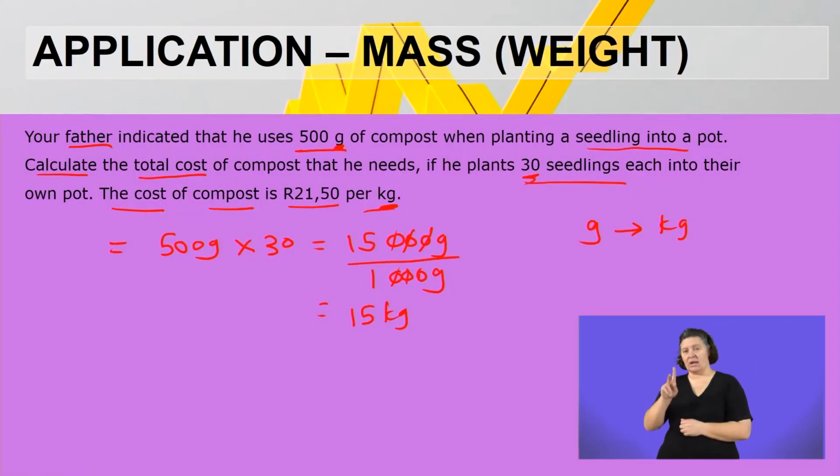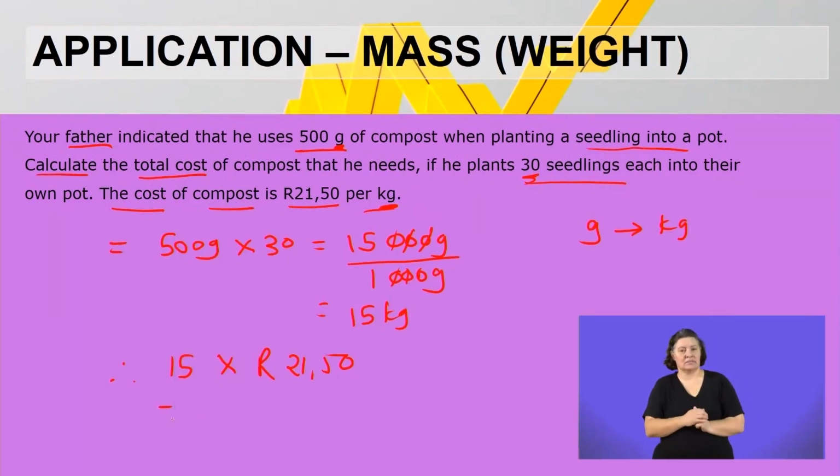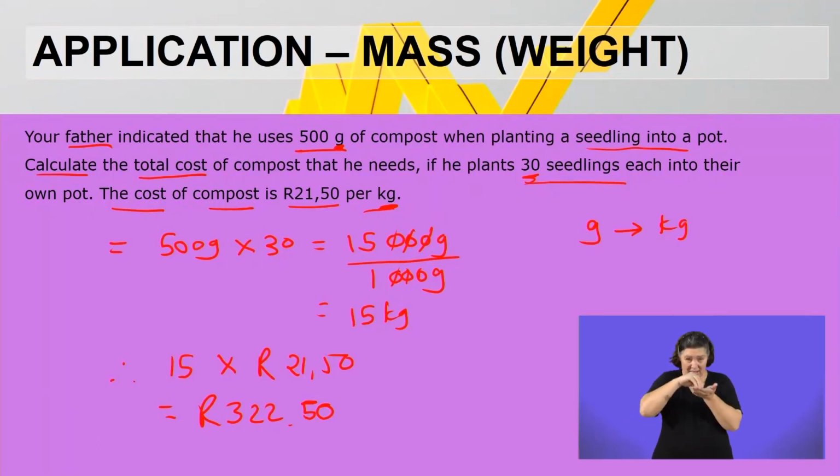So remember, I worked from grams to kilograms. We also included the 30 seedlings. So therefore, remember, it is sold as 21.50 Rand per kilogram. So I take my 15, right, and I multiply that by the cost of 21.50 Rand. So calculating that, 15 multiplied by 21.50 Rand, and that will give us an answer of 322 Rand and 50 cents. So all in all, to plant these 30 seedlings, you need to pay 322 Rand and 50 cents.